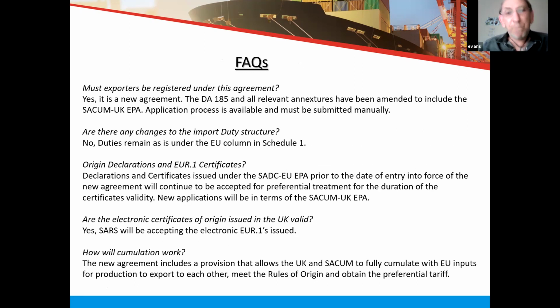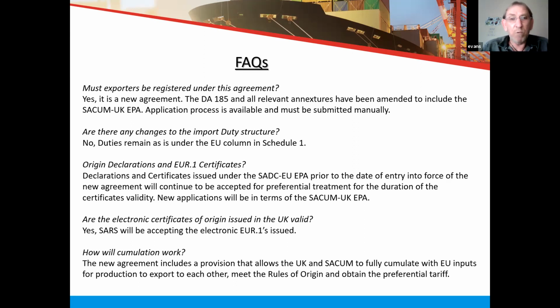So some frequently asked questions just in general that we've picked up over the last couple of months and obviously very recently now since it came into effect. So must exporters from South Africa be registered under this agreement? And the answer would be absolutely, because this is a brand new trade agreement. So the DA 185s that we use to register for exporters, that has already been amended and it now includes this new trade agreement. The annexures have all been amended and the application process is already open.